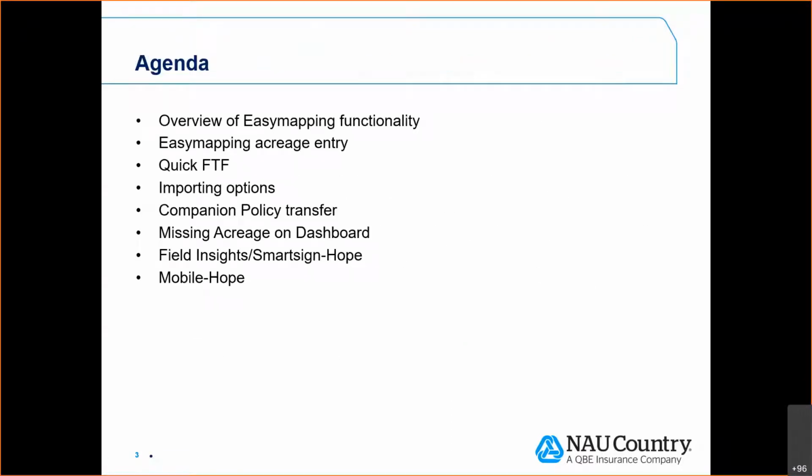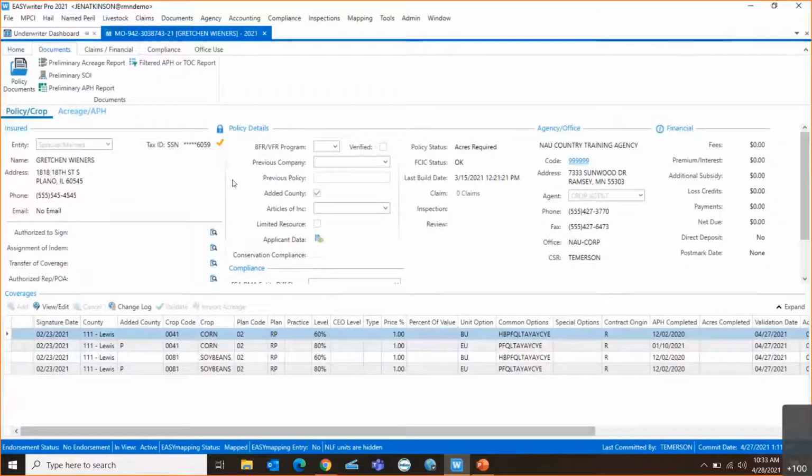Here's our agenda. Like I said, we're really going to focus on acreage entry and acreage import within EasyWriter Pro. We're going to go over some of the functionality in EasyMapping and acreage entry, quick FTF, and a few different importing options, also something to save time for agents. If you have companion policies, you've got the companion policy transfer. We'll go over that and how to view missing acreage on your dashboard. And then as time allows, at the end, Hope has got some good stuff ready as far as field insights and our smart sign and mobile. So we'll just go ahead and jump right in.